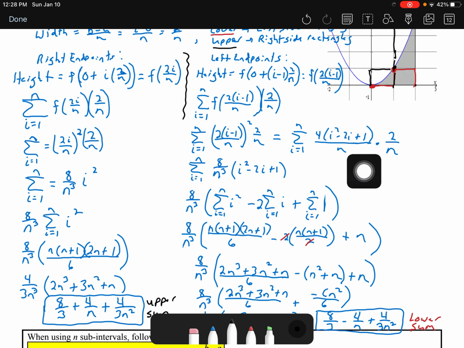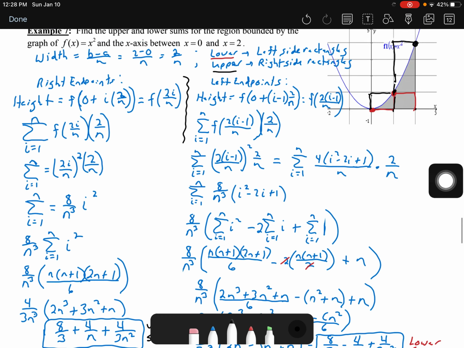So I'm first going to go through, they want us to calculate the lower and the upper, and we said here that the right side rectangles are going to give us that upper sum, so I'm doing that one first, and that one's actually simpler. The right side rectangles are always a little simpler. But let's see if we can work through this together.